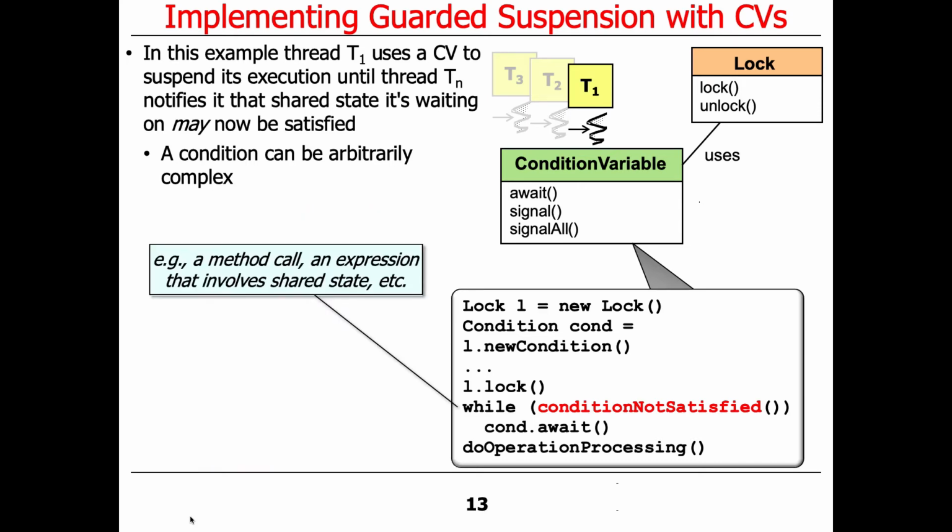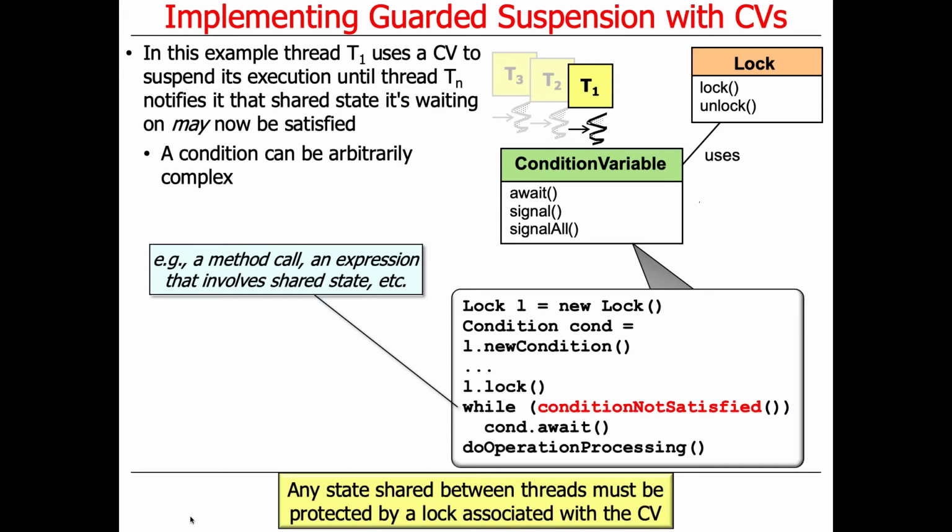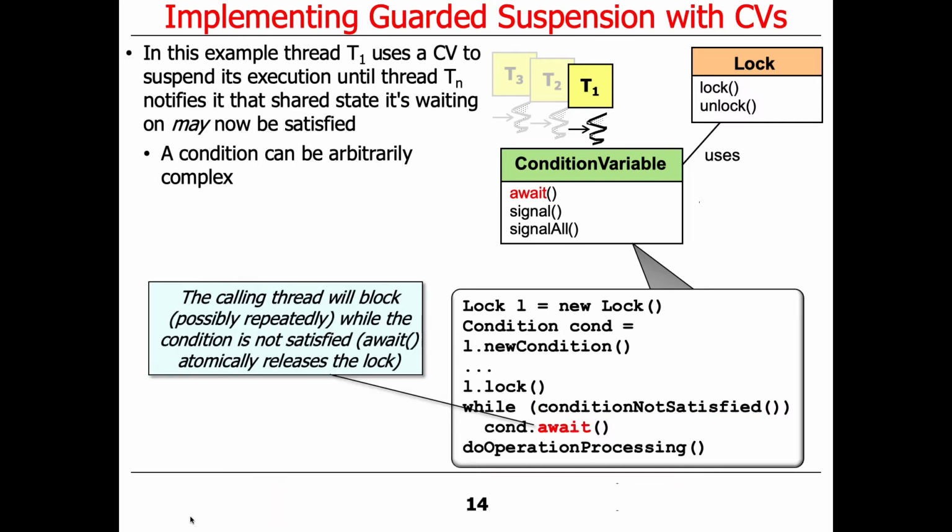So you can have different ways of checking the condition. Any state that's shared between the threads has got to be protected by this lock. So the lock is going to be used to ensure that only one thread at a time can actually check to see if the condition is true or condition is satisfied.